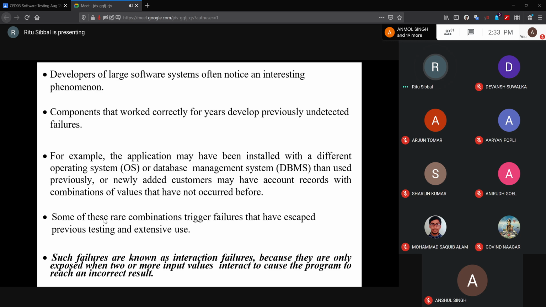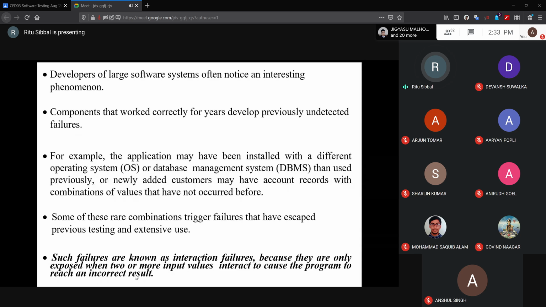So why are they called interaction failures? Because they are exposed only when two or more input values interact to cause the program to reach an incorrect result. The program is running fine, suddenly you change something in the environment, a new OS, a new DBMS because of a new requirement, and it stops working because of the interaction of two or more input variables. So we call this type of failure an interaction failure, because it has occurred because of interaction between two or more input values and has caused the program to reach incorrect values.